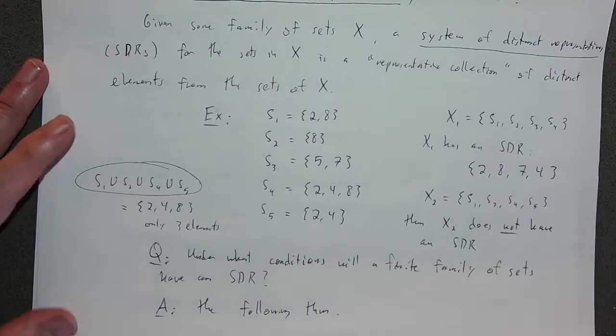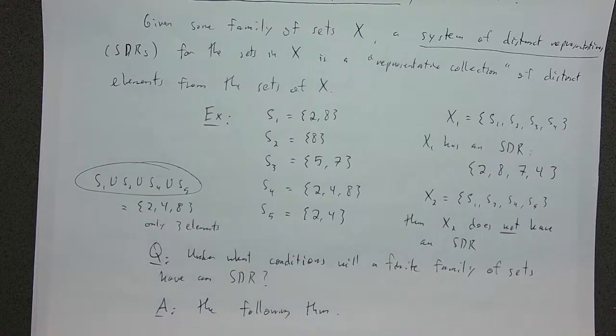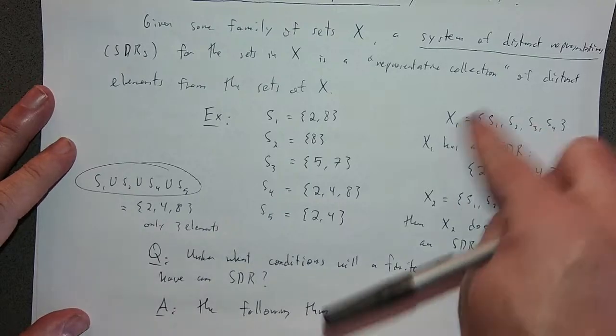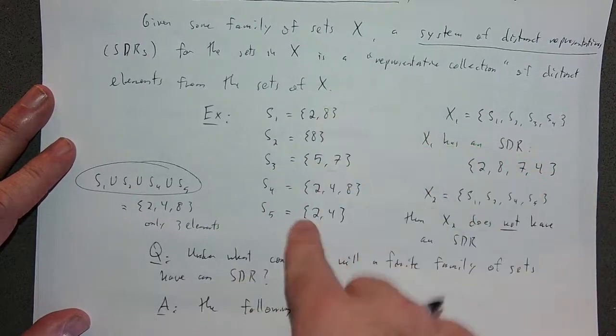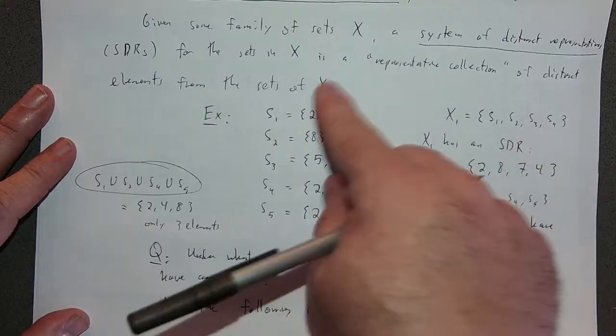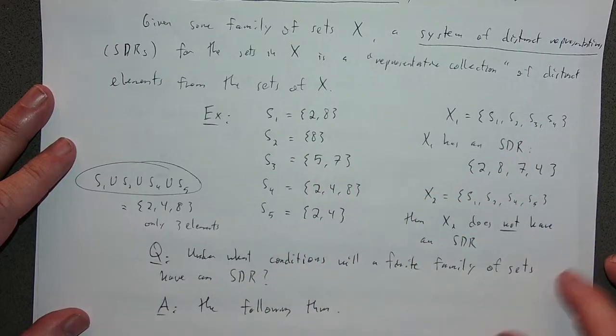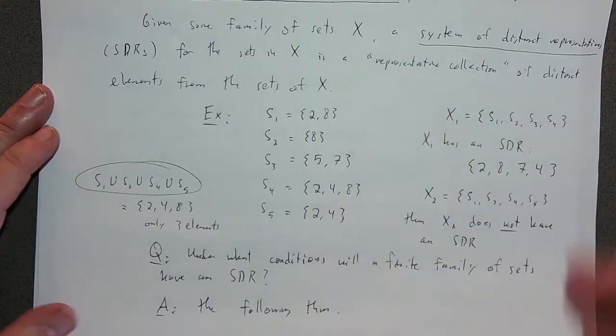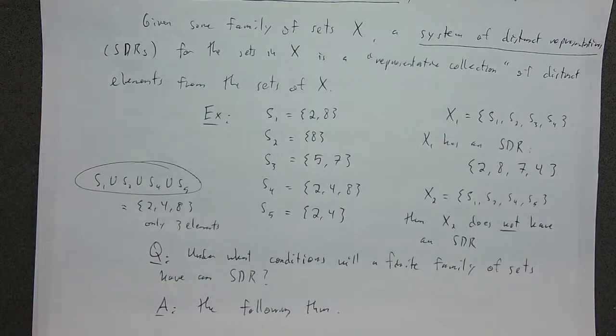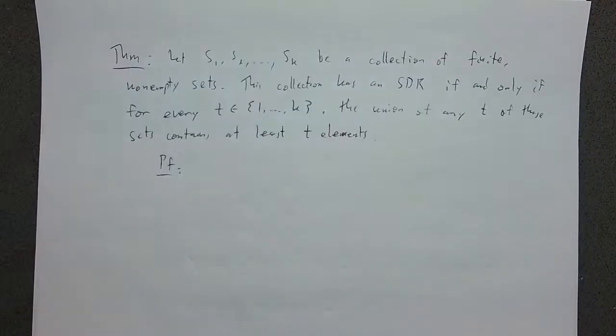So the union of those four has five, so that satisfies it because it has at least four elements, and this satisfies it for every other size here. One, yeah, all of them have at least one. Any union of two has at least two. Any union of three has at least three, and any union of four has at least four. So that's it. This satisfies this theorem.